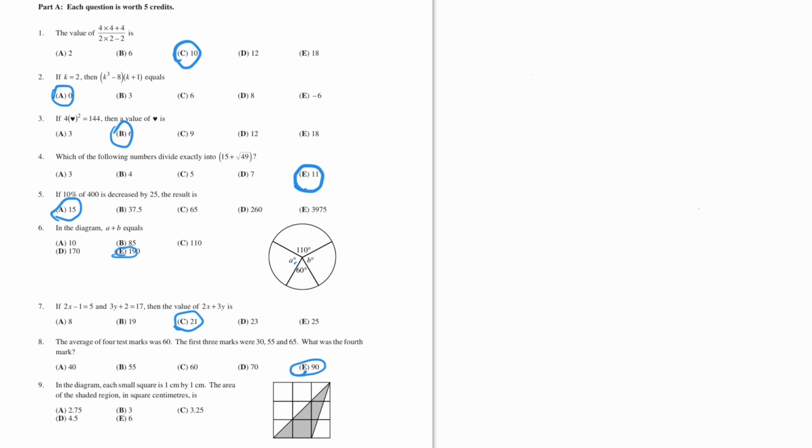Number 10, in the diagram, each small square is the 1 centimeter by 1 centimeter. The area of shaded region in square centimeters is. The shaded area is the triangle. The base is the 2. Height is the 3. The height is from opposite to the base, the perpendicular line. So area equal 1 over 2, base, that's the 2, times height, it's 3. So cancel 2 equal to 3. The answer is B.